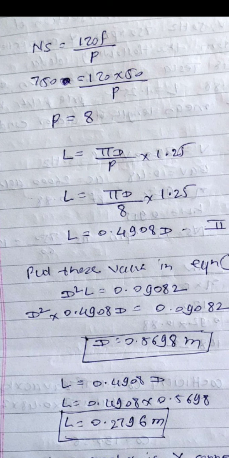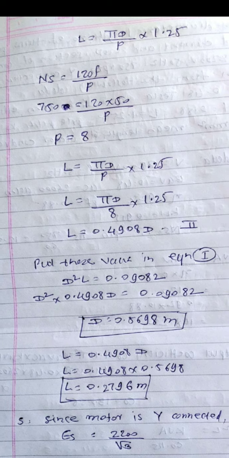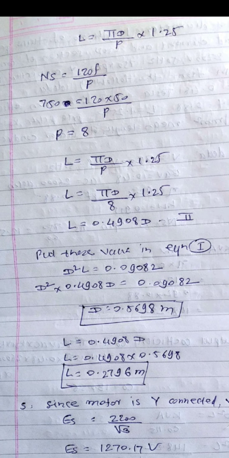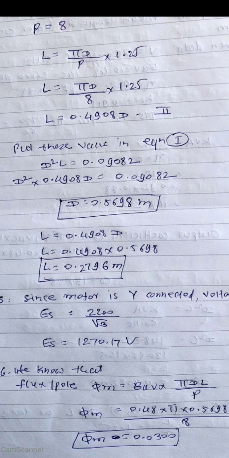Calculating that value, D is equal to 0.5698 meter. Put that D value in equation number 2 to get the value of L, and that L value is 0.2796 meter. In this fashion we calculate the diameter and length. Now some more values have to be calculated.